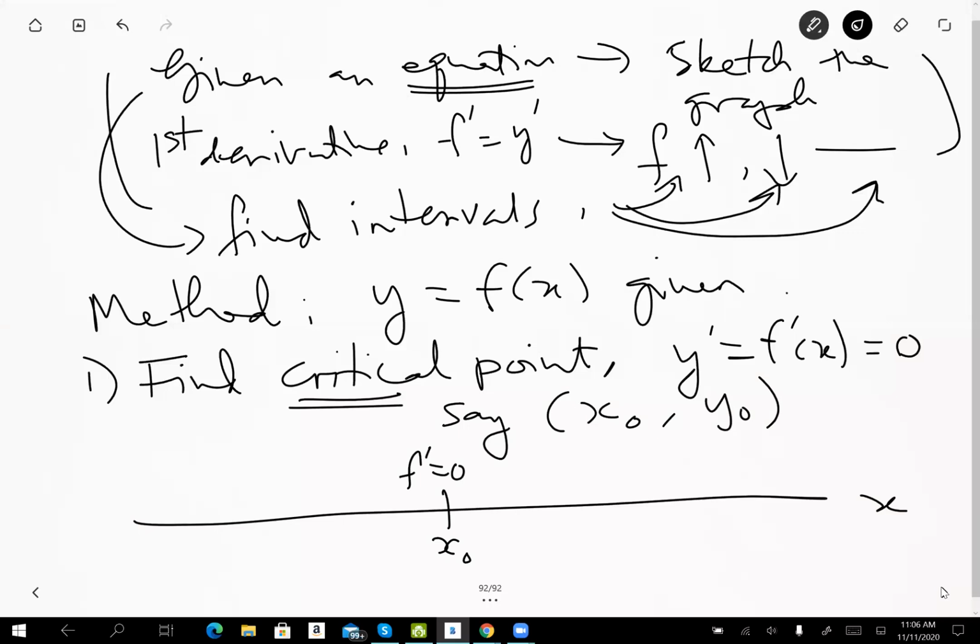Now, how many intervals can we break it up into for this equation? I have the critical point x equal to x0. So how many intervals do I have? 2 intervals. One interval to the right, one interval to the left. We already know this. Now suppose I have 2 critical points.